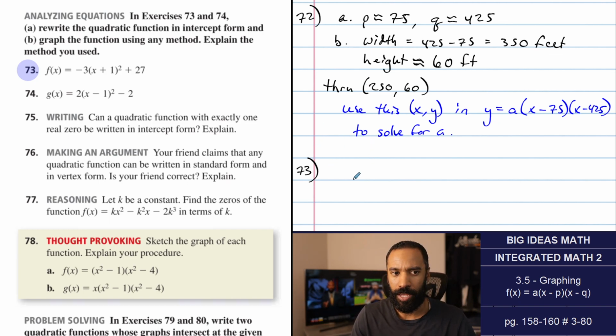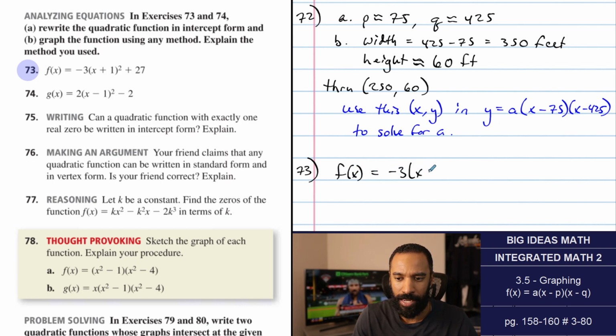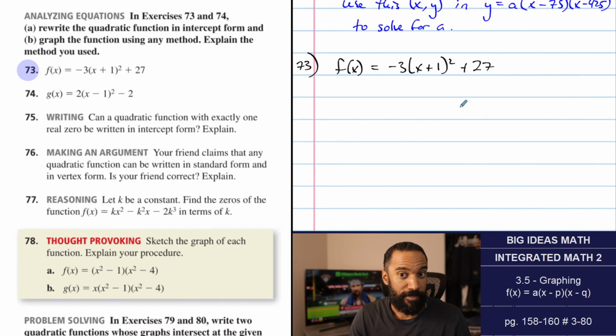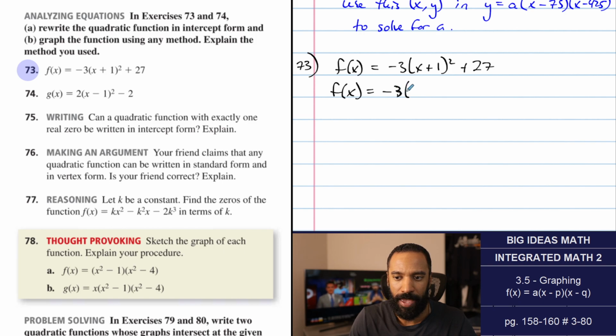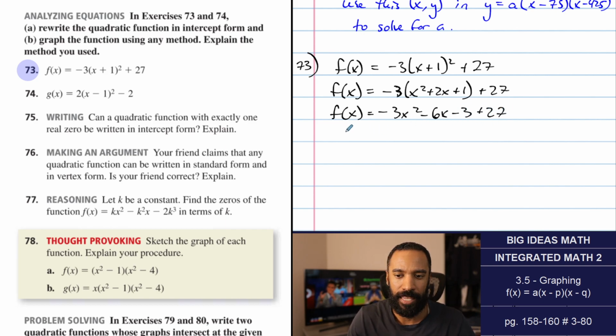Now, they say get it into intercept form, which is factored form. In order to get there, we have to use standard form in between. I don't know if you have to, but that's what I prefer. So this must be factorable, but it's not factorable until we hit standard form. So I'm not going to graph first. I'm going to expand x plus 1 squared to x squared plus 2x plus 1. Again, the key is to get standard form first. We'll have f of x equals negative 3x squared minus 6x minus 3 plus 27, and then combine the negative 3 and 27. So we now have negative 3x squared minus 6x plus 24.